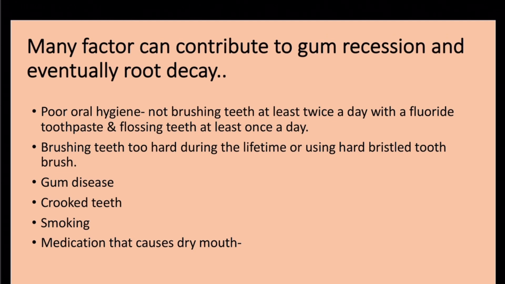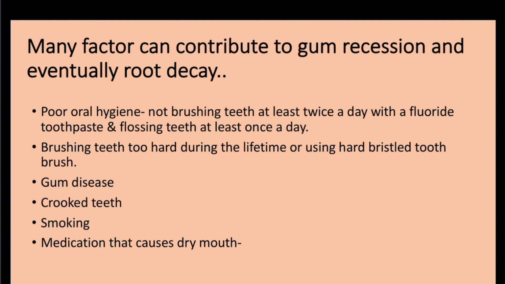If you have gum disease, then also the gums start to pull away from the teeth. Then crooked teeth. Crooked teeth are really hard to clean and plaque forms there, causing root decay. Smoking is the greatest risk factor for your gums and teeth. Smoking reduces body immunity to fight against infection. Not only that, it reduces the blood supply to the gums, making the gums more prone to gum diseases.